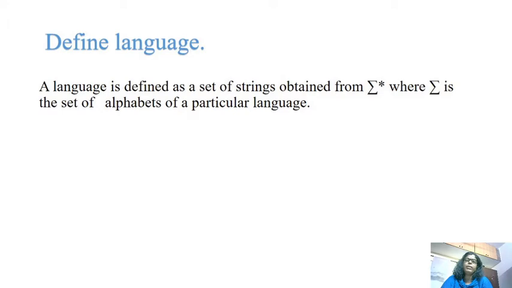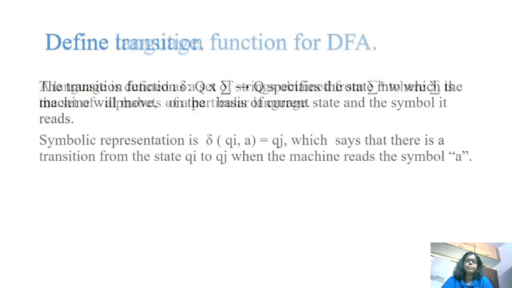Define a language. A language is defined as a set of strings obtained from sigma star. Sigma star means the Kleene star, where sigma is the set of alphabets of a particular language.